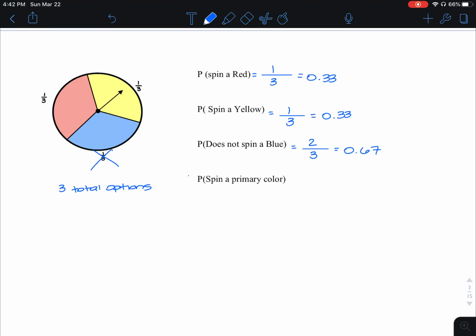And then lastly, spinning a primary color. Primary color. Well, if we remember back from way back when, art class, my primary colors are red, yellow, and blue. Well, those are the exact options that I have. So actually, this is 3 over, well, this is a primary, this is a primary, and that is also a primary. I have 3 options. Over 3, this is actually 1.00. So 100% of the time, I will spin a primary color. Okay, this is an introduction to probability.